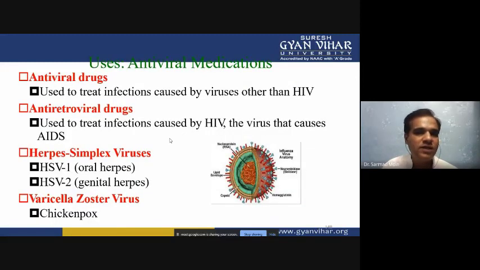Now, use of antiviral medication. Antiviral drugs are used to treat infections caused by viruses, and for HIV we have anti-HIV treatment. So antiretroviral drugs we can give to HIV patients. Then herpes simplex virus HSV-1 causes oral herpes. The HSV-1 type of virus infects the oral area, and the HSV-2 type of virus infects the genital area. Then varicella zoster virus is there, and this varicella zoster virus causes chickenpox.